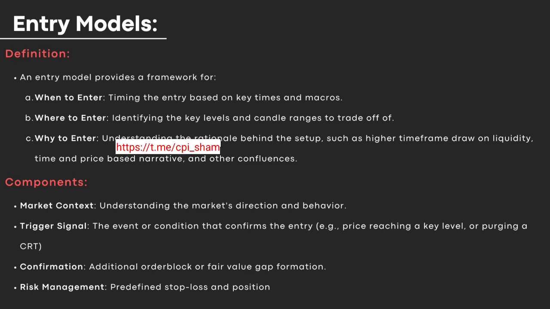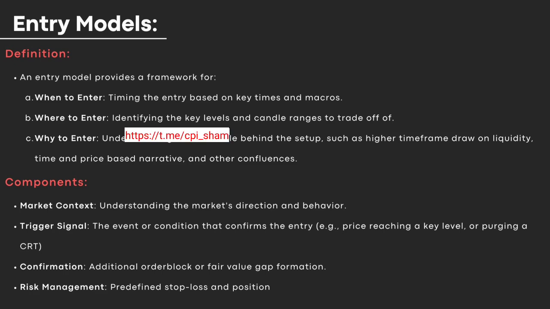For example, during the London kill zone, price purges the Asian range low, and along with that, it also purges below a 4-hour candle range and taps into a bullish order block on the 4-hour, and then it starts rejecting. Now, this whole event itself is your trigger to look for a long entry. That could be in the form of a turtle soup entry, or you could wait for an order block to form, and after that is formed, then you can enter a trade idea. That is up to you.